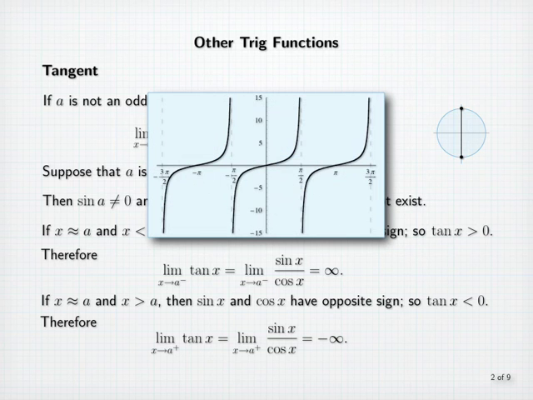Now, all of this implies that the asymptote structure of the graph of tangent x looks as it does here in the picture. At each odd multiple of pi over 2, the limit from the left is plus infinity, and the limit from the right is negative infinity.